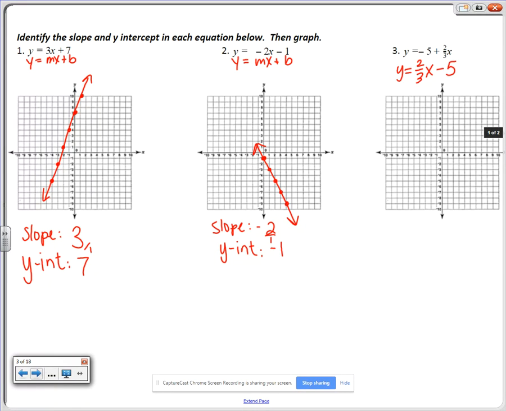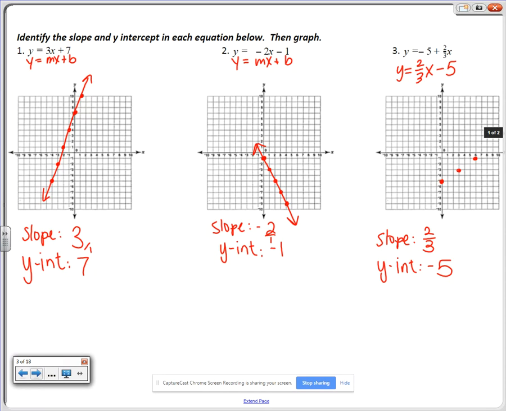How's everybody doing with that switch? Okay, so this is my slope of what? My y-intercept of what? Okay. So where do I start this line? On the y-axis. And where do I go? Yep, to the right.